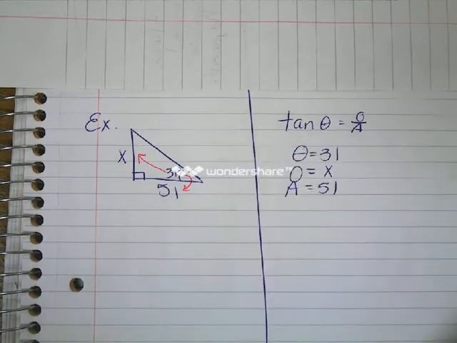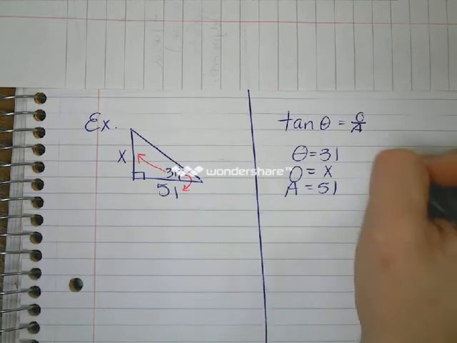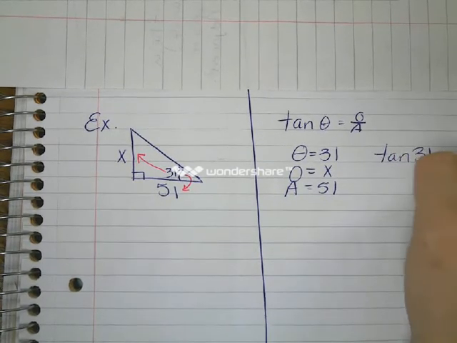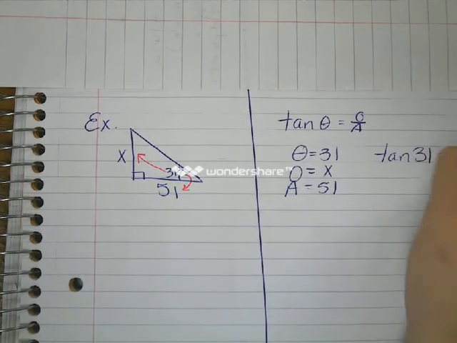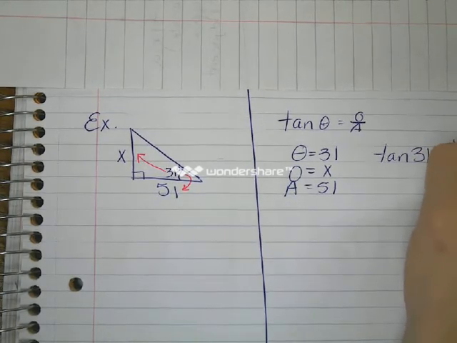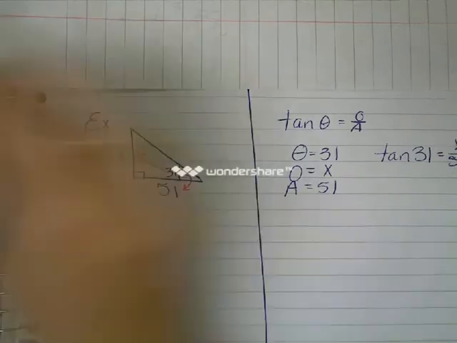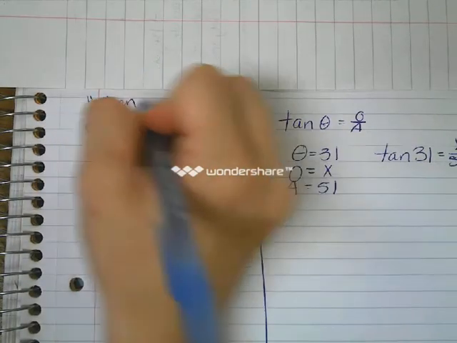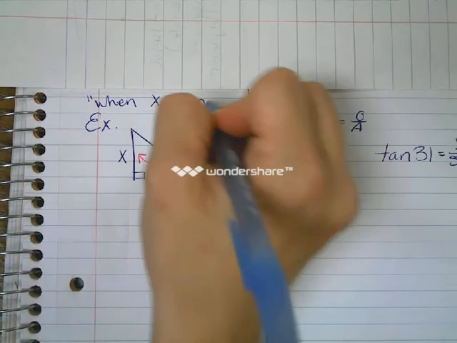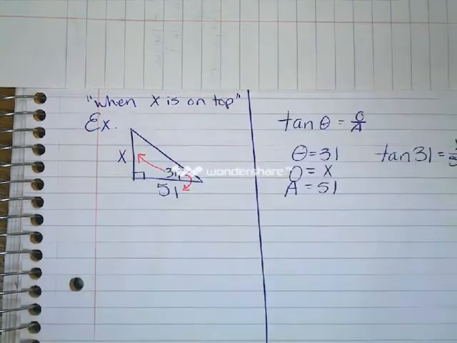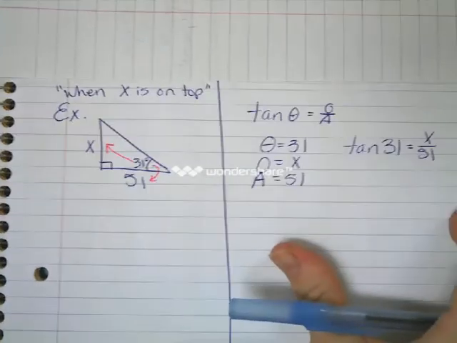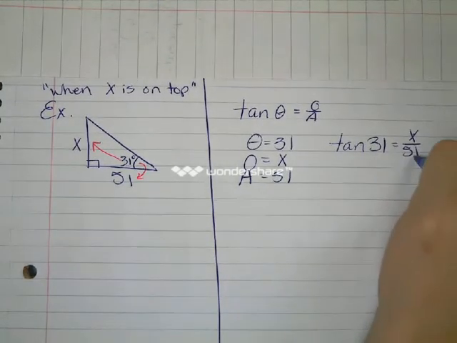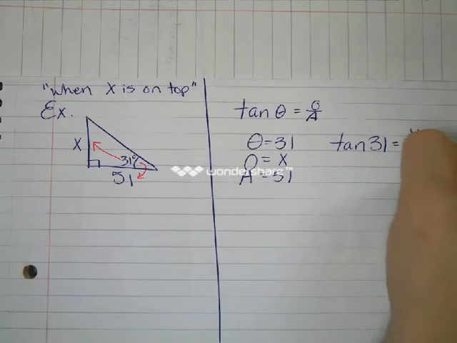Okay, so plug into the formula. The tangent of 31 equals x over 51. Now this example is for when the x is on top. How do you solve it when x is on top? Okay, this is x divided by 51. To get rid of the division, you would just multiply by 51.